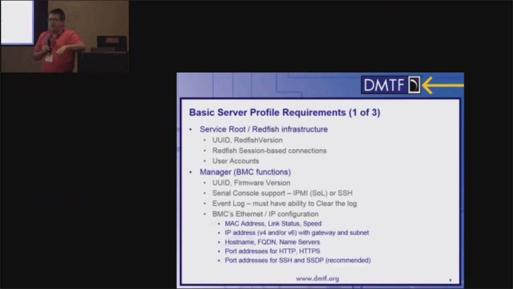So starting from the root piece, there's the basic system identification, the UUID, and basic user account management. On the manager or the BMC side, I think pretty much everything you would expect to be there. So the firmware version, the location of the serial console, the BMC's event log, and then obviously all the IP configuration for the BMC itself, and that also needs to be settable, I believe, from the interface as well.